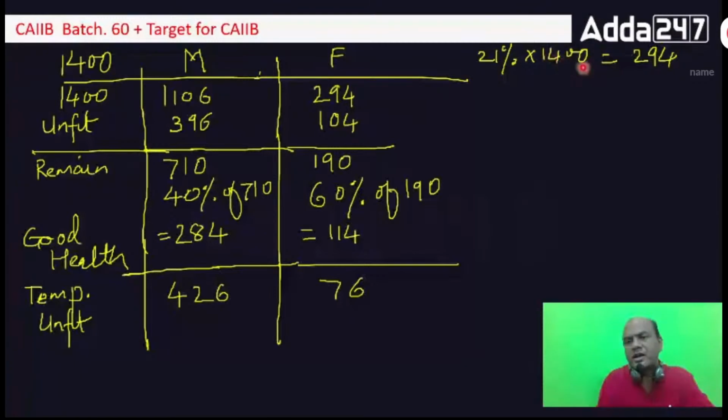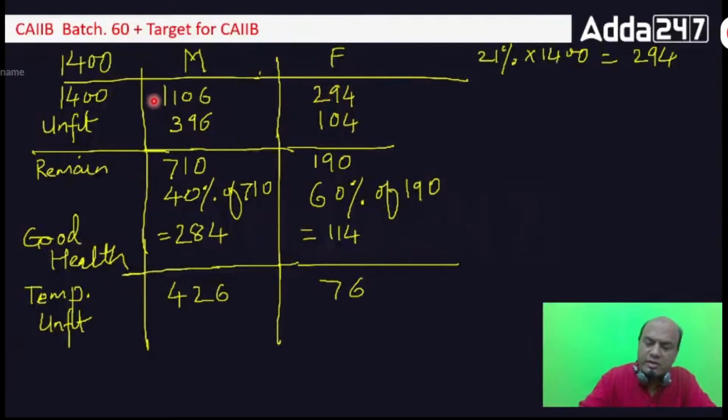21% of 1400 is 294. So how many are girls? 294. The total is 1400, out of which 294 are girls. So how many males are there? Subtract: 1106. So now you have male and female.